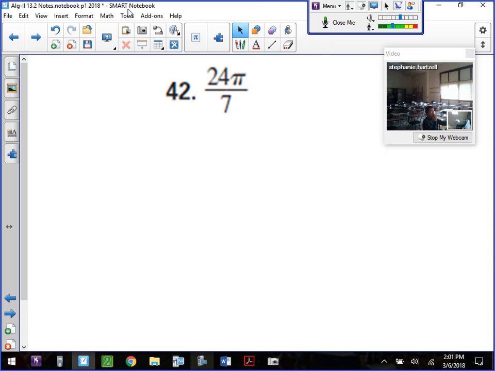But the first thing you want to do here, which I always find to be easier, is to convert that into a mixed number. This is one of the very few times that mixed numbers make sense. So 7 goes into 24 how many times? 3. There's 3 and 3/7 pi left over. We okay with that? Just making sure. Good job paying attention, ladies.